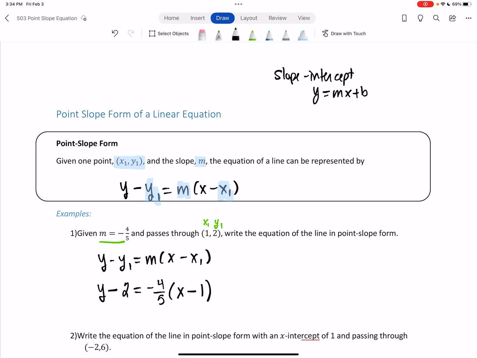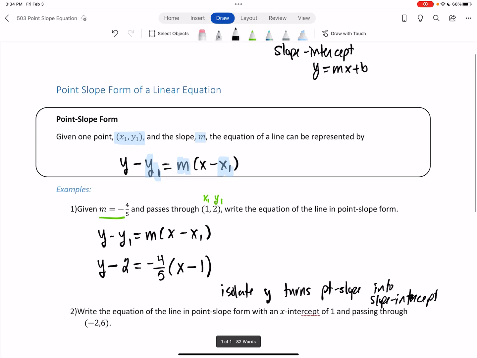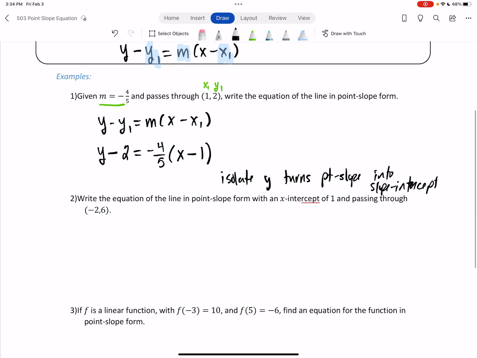If you wanted to, you could solve this equation for y, isolate the y, and it turns point-slope form into slope-intercept form, which is often easier for graphing or doing other things. So this is the point-slope form. You can enter it just like that. If they want you to get slope-intercept form, you could start with point-slope and then isolate the y to solve it into slope-intercept.